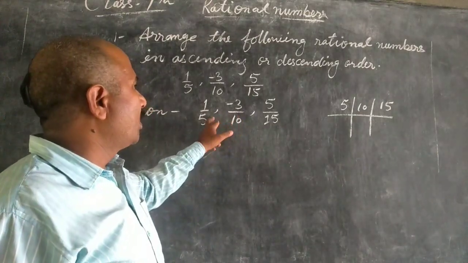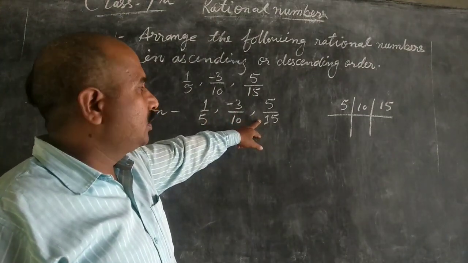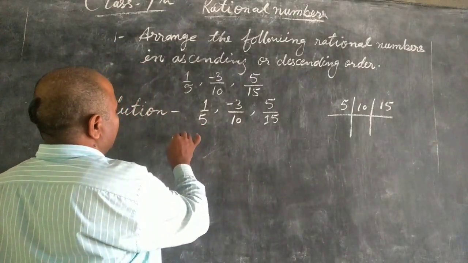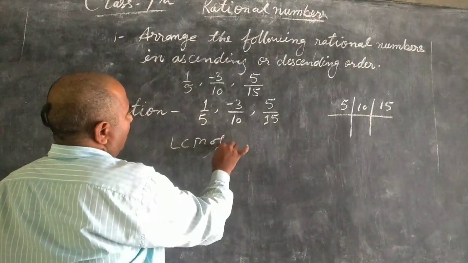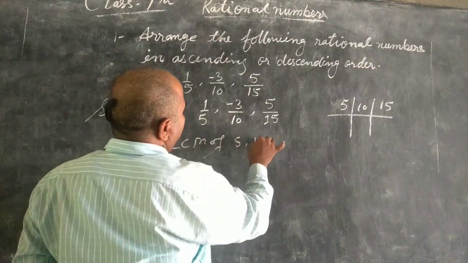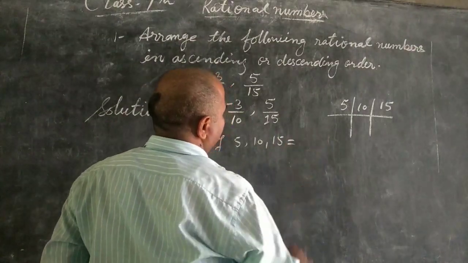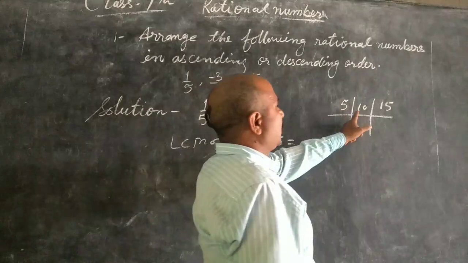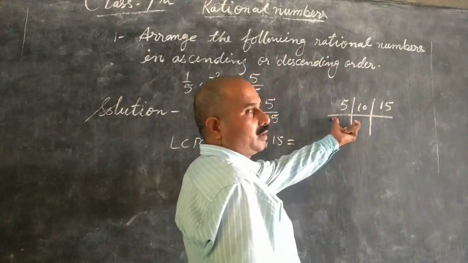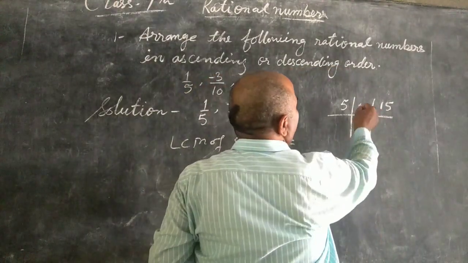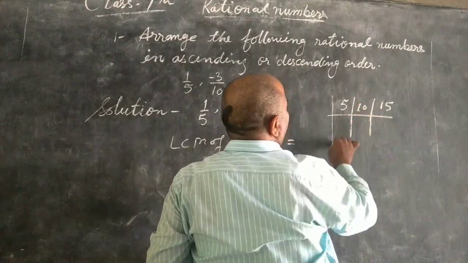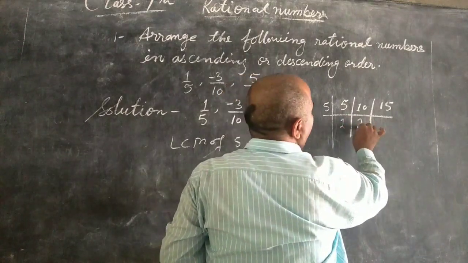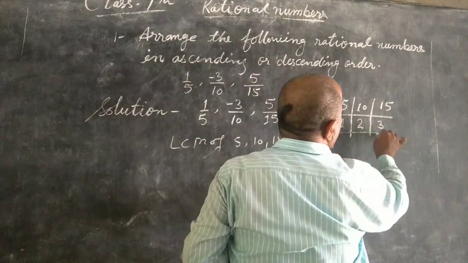First of all, you should write the given rational numbers. After that, find the LCM of the denominators. LCM of 5, 10, 15. You have to take the LCM of the denominators, and the denominators have been written here. You know the process to find the LCM. So first of all, you should divide by 5. 5 1s are 5, 5 2s are 10, 5 3s are 15.